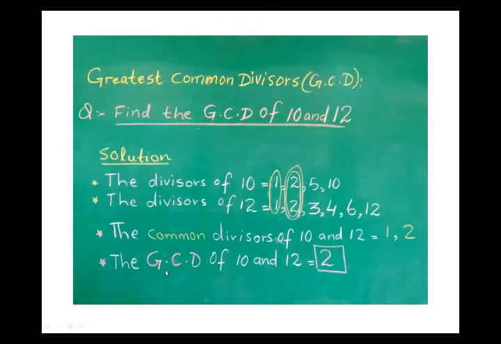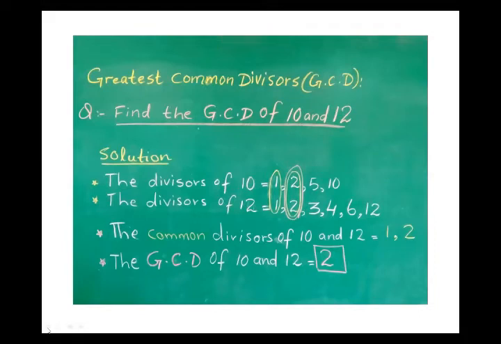Before finding the GCD, we first find the common divisors of these numbers. The common divisors of 10 and 12: the first common number between 10 and 12 is 1, so we pick 1. And the next common number between 12 and 10 is 2, so we pick 2. There is no other common number between 12 and 10, so we just pick these two numbers.